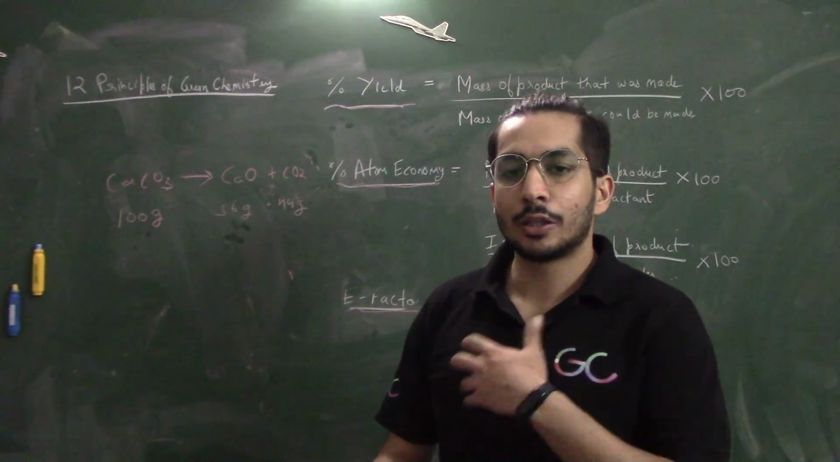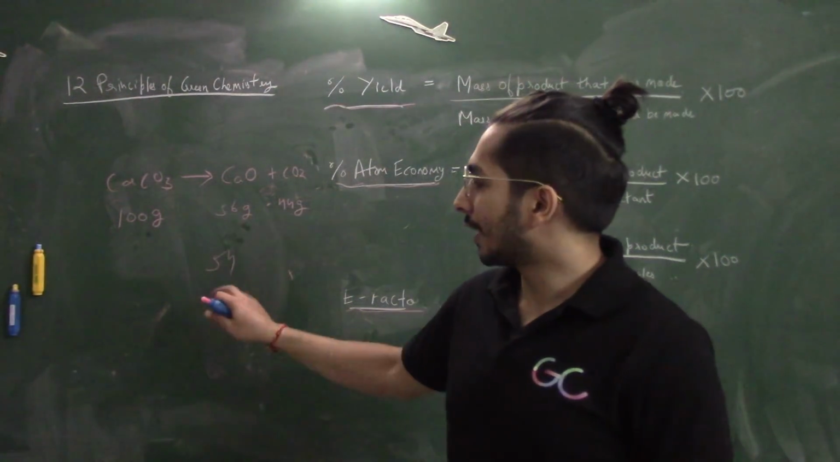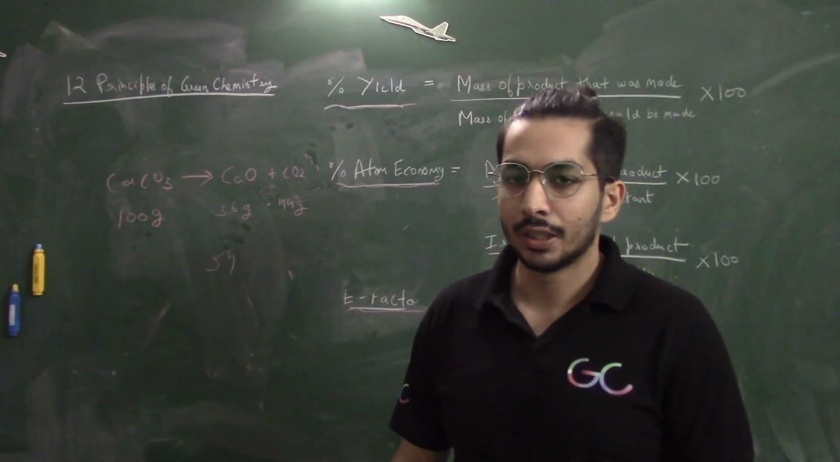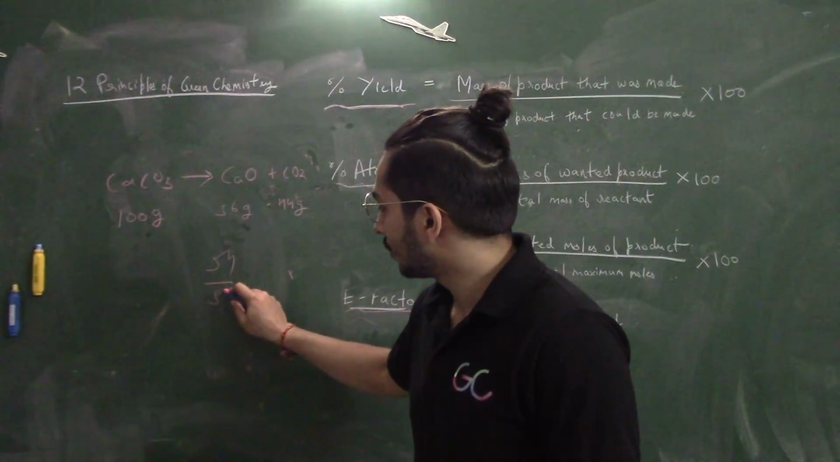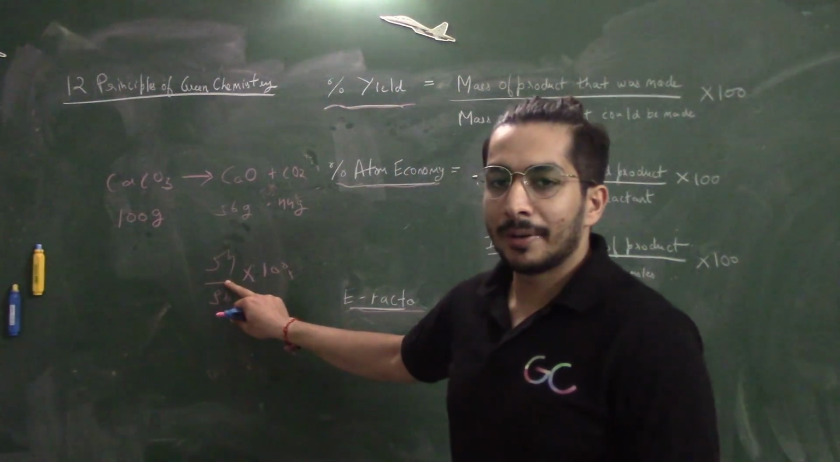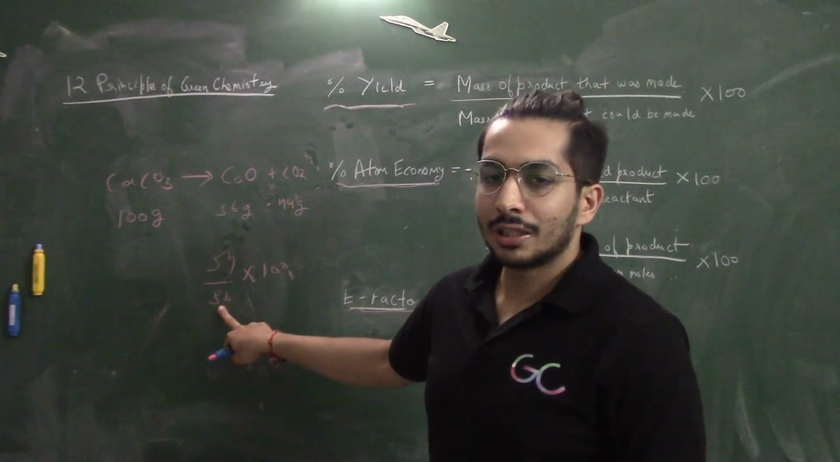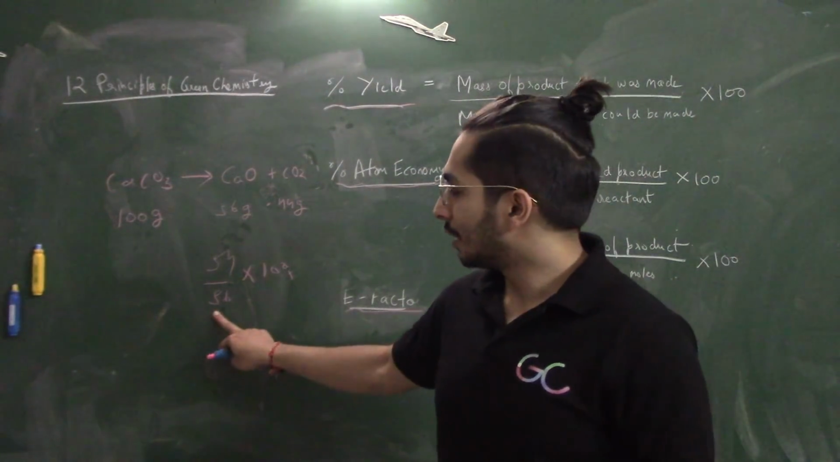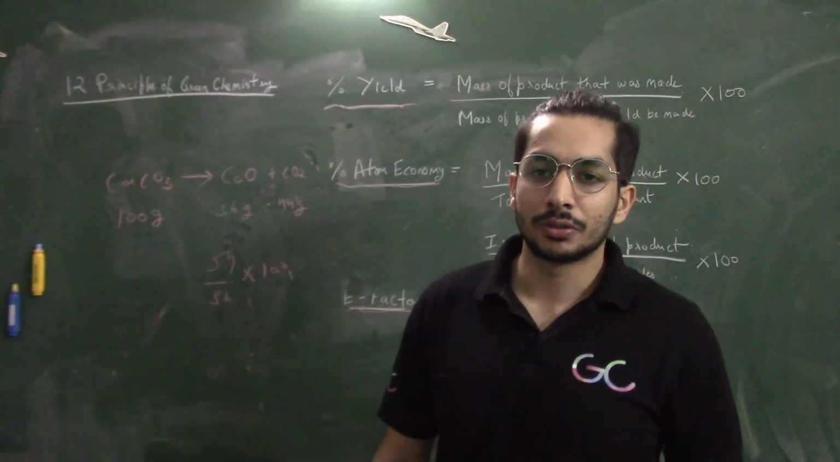Okay, and let's say I do the experiment and I get only 54 grams of the product, that is, only 54 grams of calcium oxide. So what will be the yield? The yield will be 54 upon 56 into 100. So this is basically the experimental yield. That means after doing the experiment, whatever yield you got, upon the theoretical yield, which is the maximum yield that you can get, and you multiply that by 100. That will give you the percentage yield.